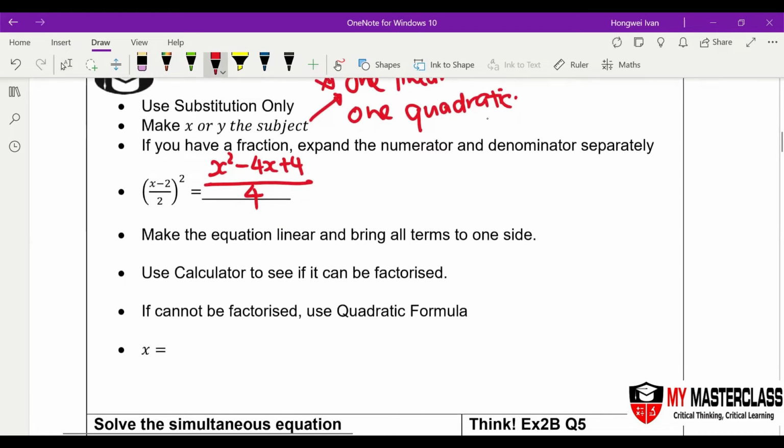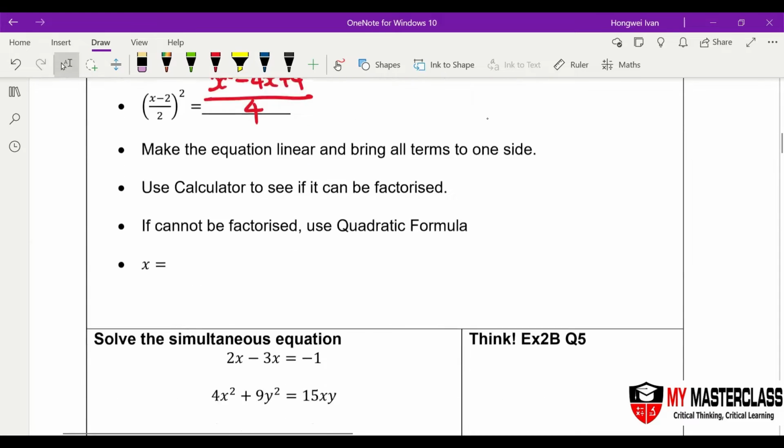Use the calculator to see whether it can be factorized. If it can be factorized, solve by factorizing. If it cannot be factorized, that means it's an irrational number, then we have to show the quadratic formula. Okay, then what's the quadratic formula?